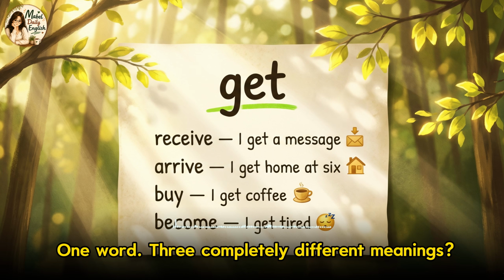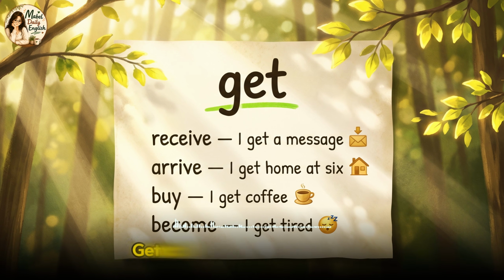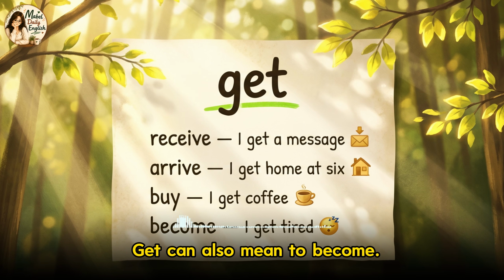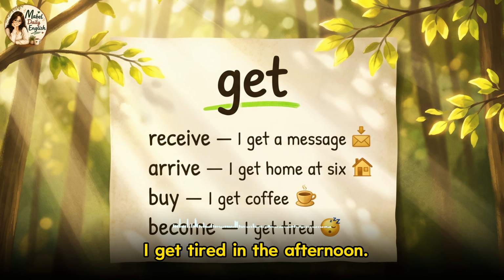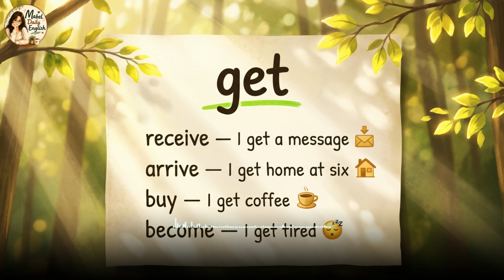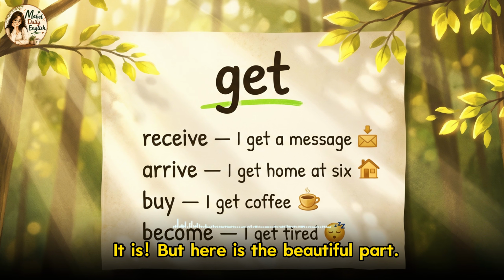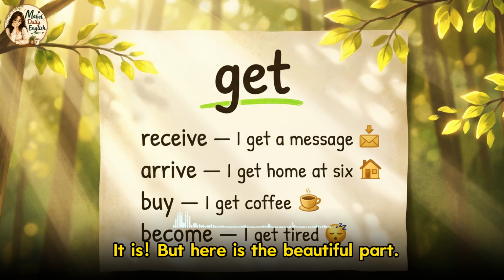One word, three completely different meanings? Even more. Get can also mean to become. I get tired in the afternoon. I get hungry after lunch. Get is doing everyone's job at once. It is, but here's the beautiful part.